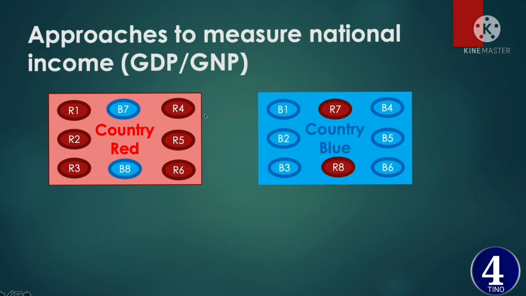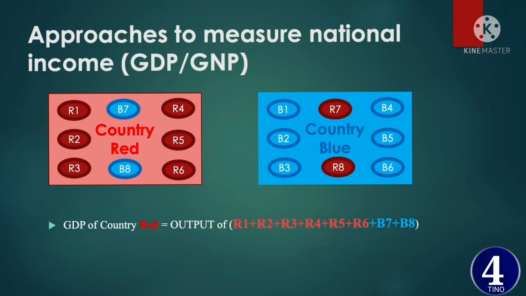Similarly, let's say that country blue has citizens B1, B2, B3, B4, B5, and B6 inside the country, and also foreigners R7 and R8 from country red who work in country blue as workers. So let's have this scenario. And next to that, let's look at the differences between GDP and GNP.